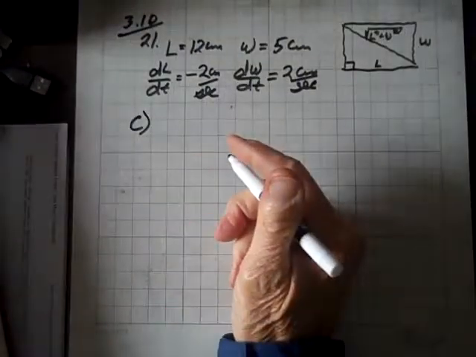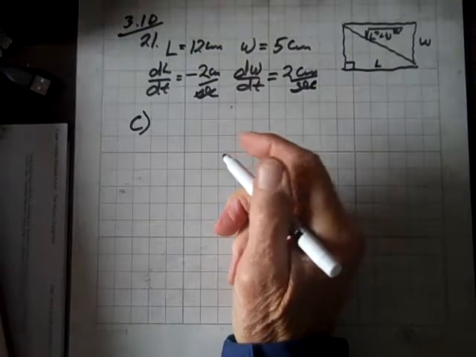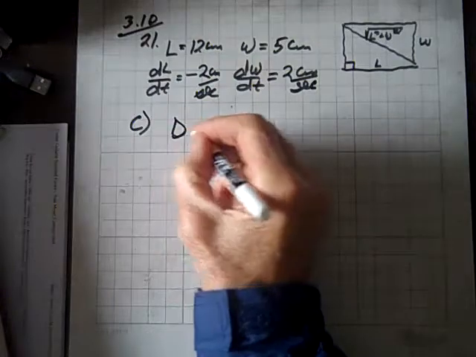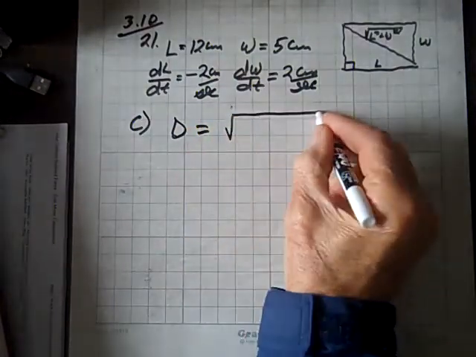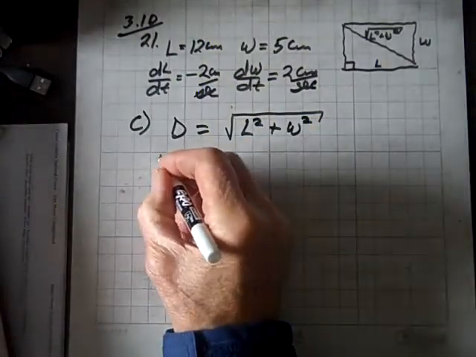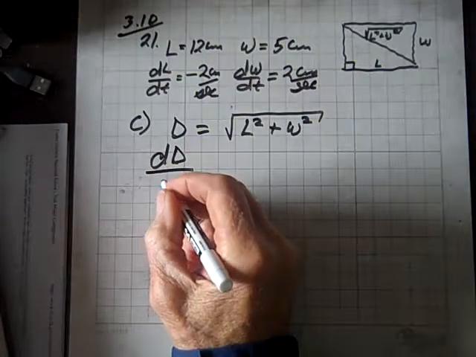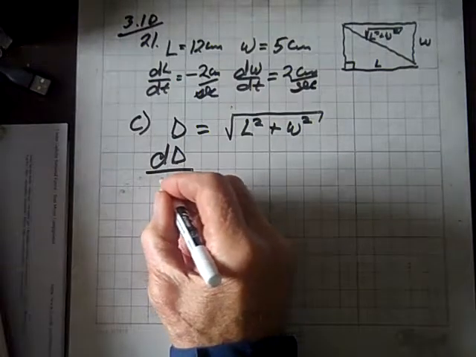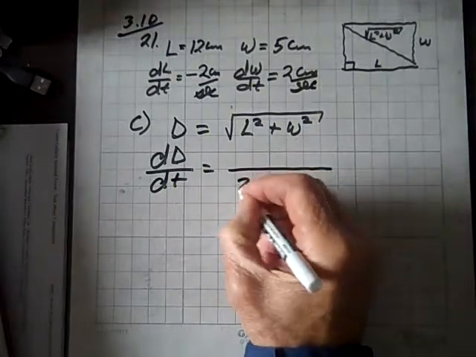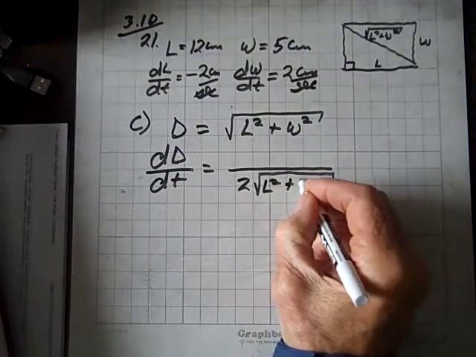So for part C, we have to find the rate of change in the length of the diagonal, or diagonals of the rectangle. So the diagonal, I'll call it D, equals the square root of L squared plus W squared. So the derivative of the diagonal, and the change in diagonals, since they're identical, will be the same for both, dD/dt equals, and when we take the derivative of the square root function, we get this, and L squared plus W squared.